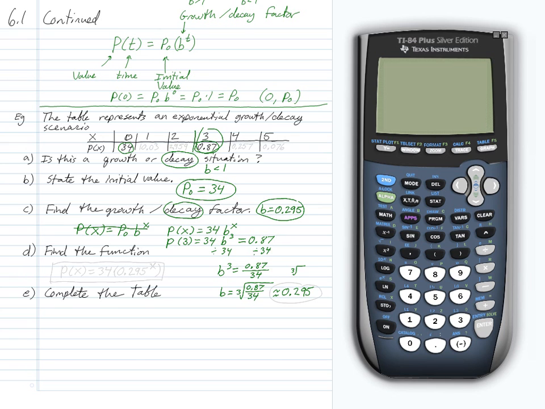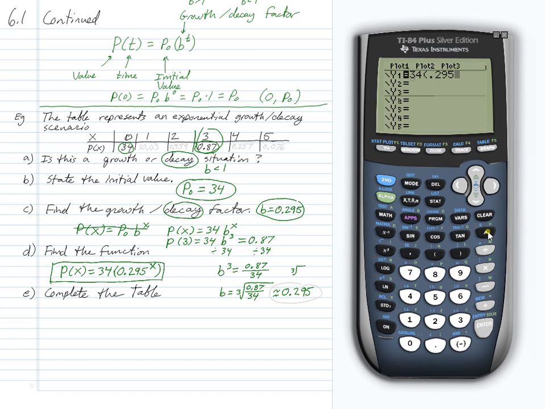And now coming up with the function is basically done. We just supply all of the defining components. We have our initial value, 34, and our base, our decay factor in this case, 0.295, to the x. So now that we've got our function, we can very easily plug that into the graphing calculator and use the table setting to calculate the rest of those outputs based on the inputs of 1, 2, 4, and 5.